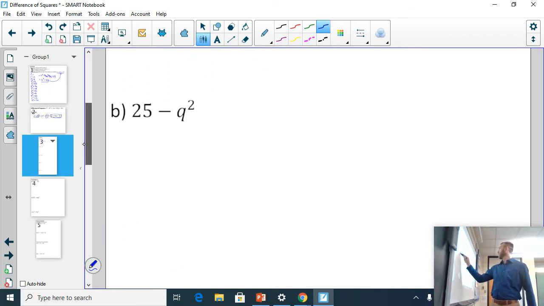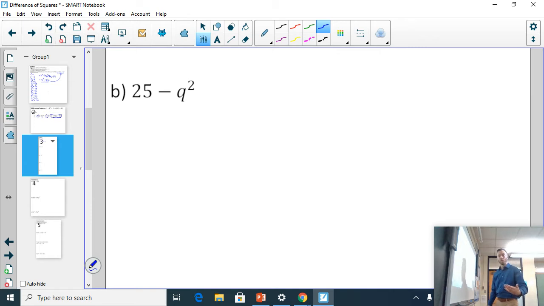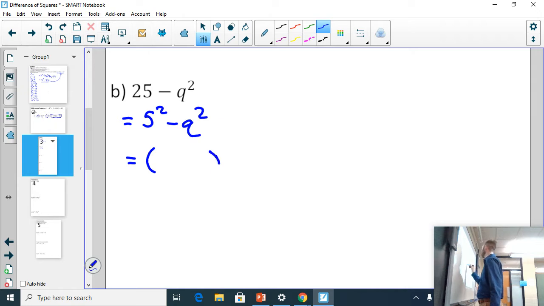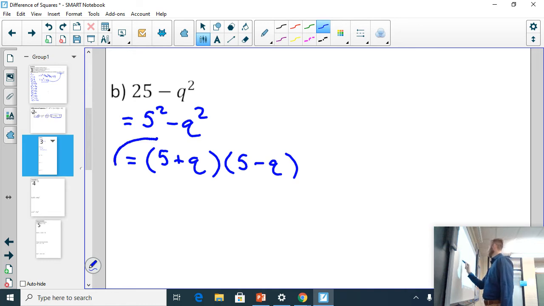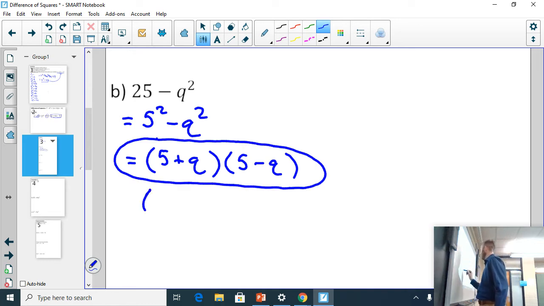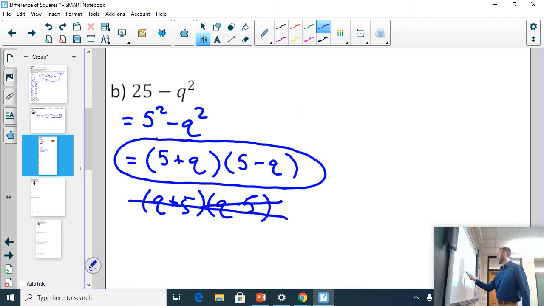All right. And then here is a good example because the order matters, right? So this is 25 is 5 squared, and then we have q squared. And now the order matters, right? So when we break it up into our two binomials here, we have to do 5 plus q, 5 minus q, right? So this is the correct answer here. If you wrote it like this, it would be wrong for this one because it's not the right order. So not that one.